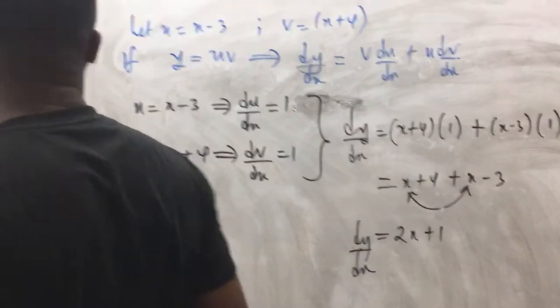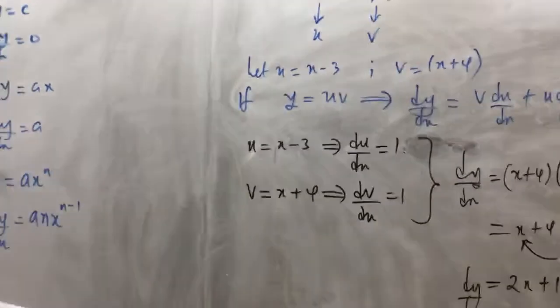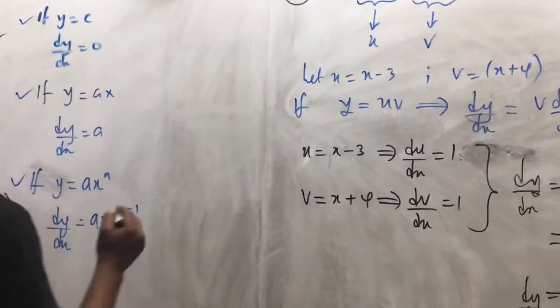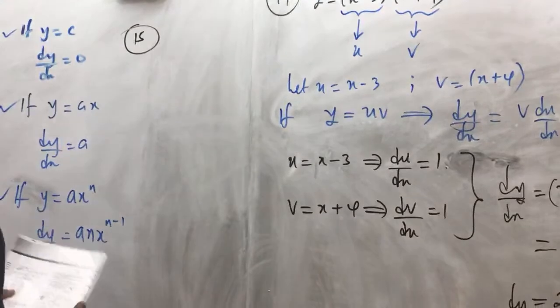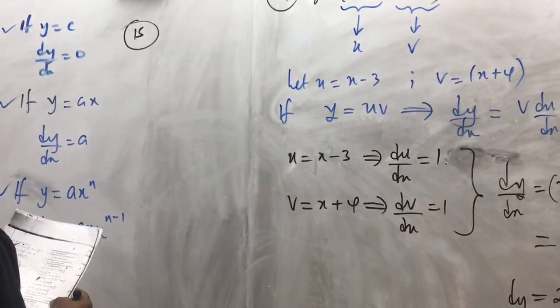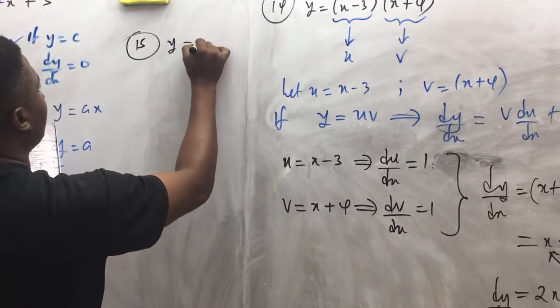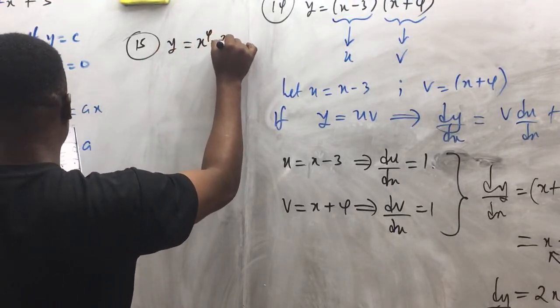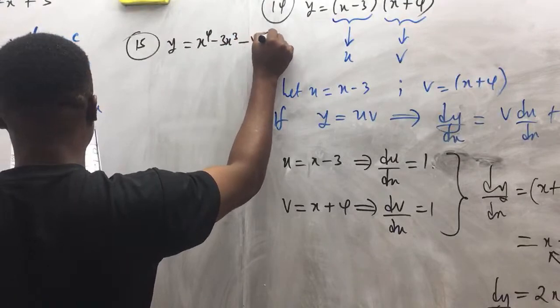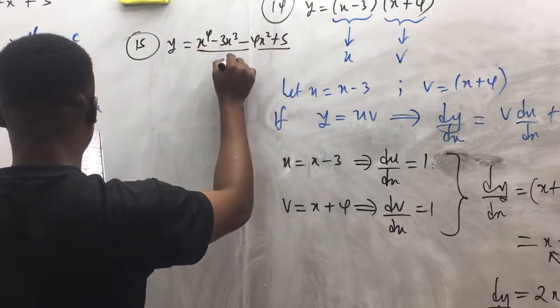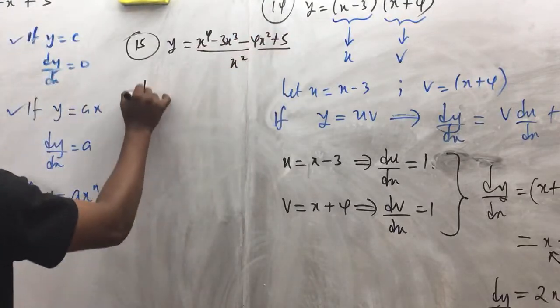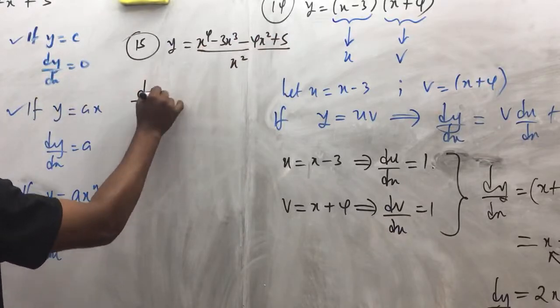Okay, now let's move over to question number 15. Question number 15 demands that we do the following. It gives us this function: x raised to the power 4 minus 3x cubed minus 4x squared plus 5, all over x squared. And we are asked to find dy/dx.